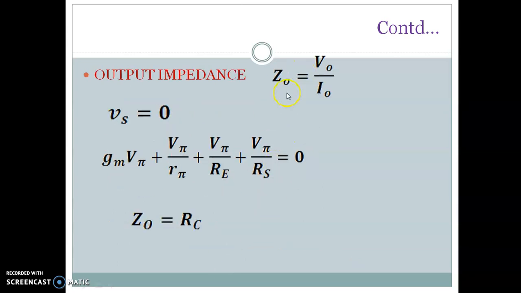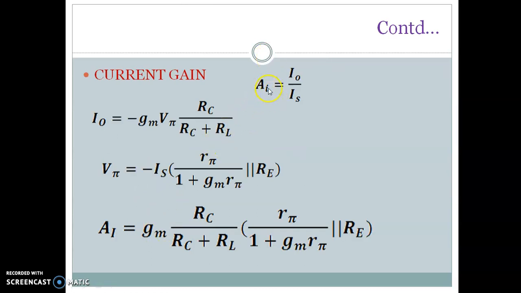Next, output impedance. To compute the output impedance, normally we make the input voltage 0. When we make Vs equal to 0, from the KCL equation, it is Gm V pi plus V pi by R pi plus V pi by Re plus V pi by Rs is equal to 0. You could see that it is as if it is an open circuit current source, with Z0 equal to RC.